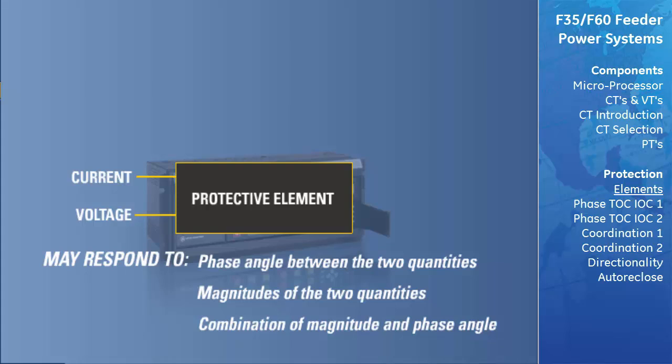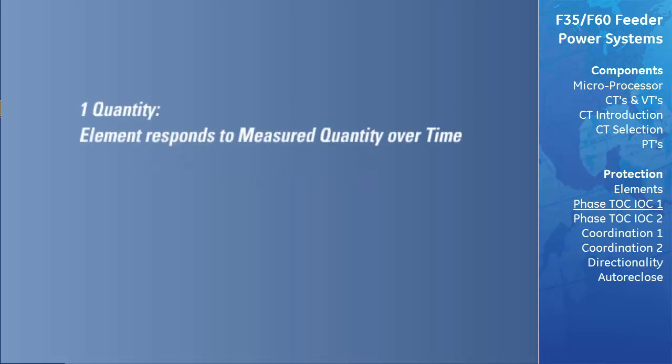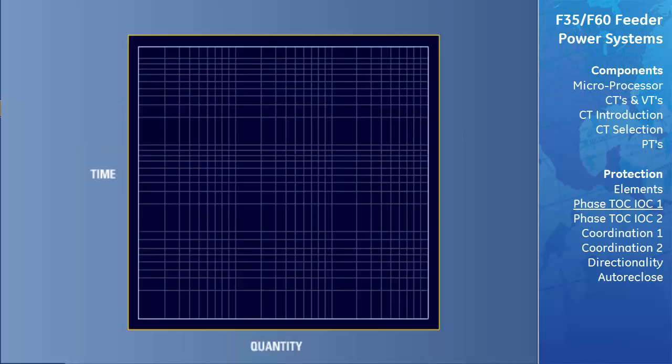In protective relaying, it is common to use an operating characteristic to show the relationship between the quantities that will cause the relay to operate. As stated earlier, if only one measured quantity is used, the protective element will respond to the measured quantity over time. The operating characteristic will take the form of a graph with the measured power system quantity plotted on the x-axis against time on the y-axis.